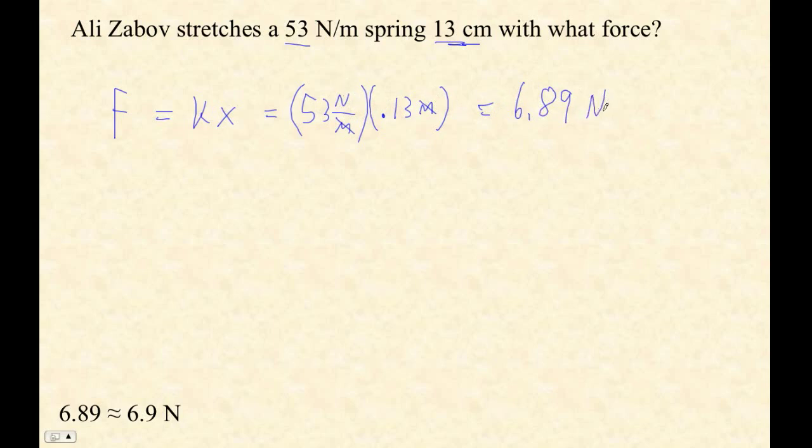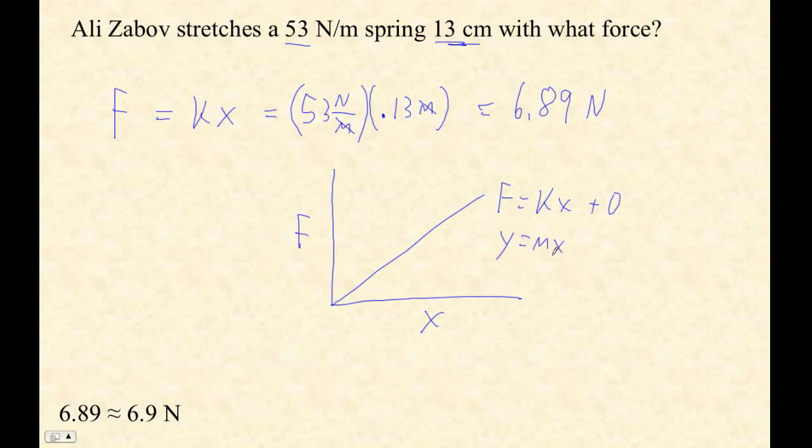So if we graph this, force versus distance, they tend to be linear, just nice straight lines like that. F equals kx plus 0. This is like y equals mx plus b, where the y-intercept is 0. The slope of the line is k, and that's how you'd find the k: graph a bunch of points and find the slope of it. So anyway, that's enough about springs.